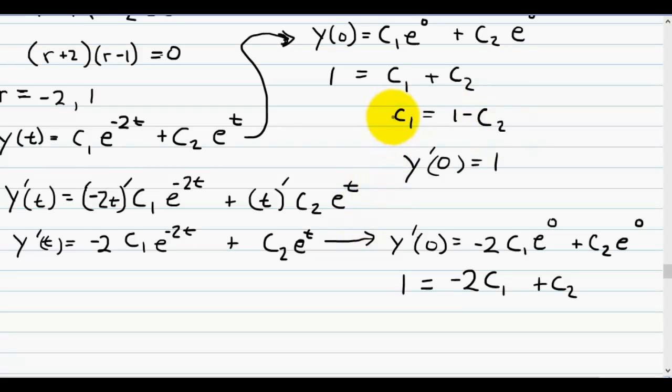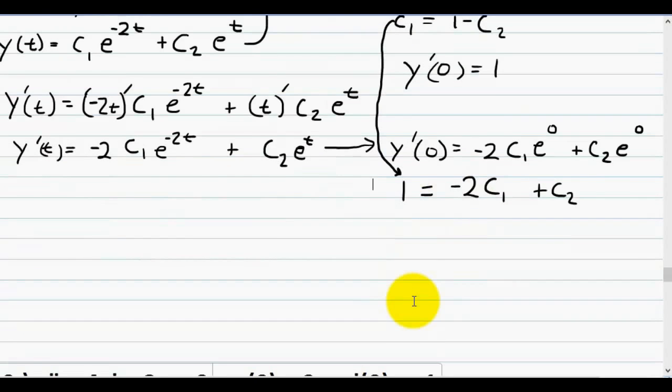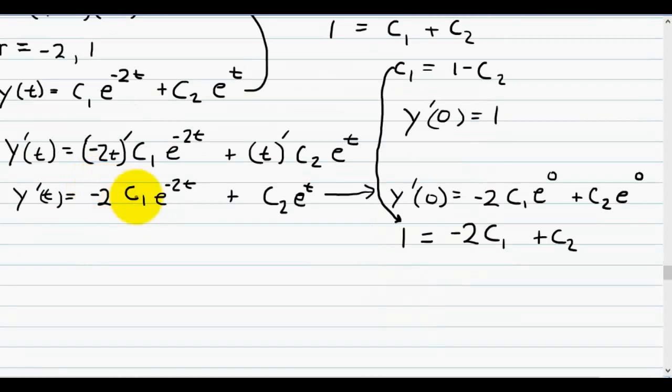And then I'm going to plug this into the equation down here. I'm going to plug it in for the C1. So let's go ahead and do that, except I'm going to do it over here. I'm going to say 1 is equal to negative 2, and then for C1 we're going to plug in this value.